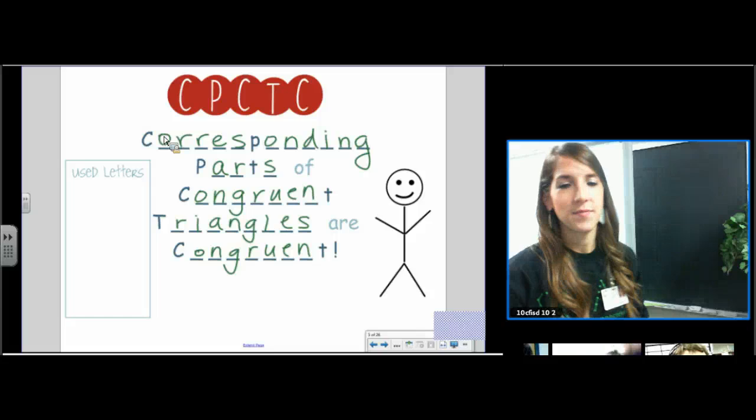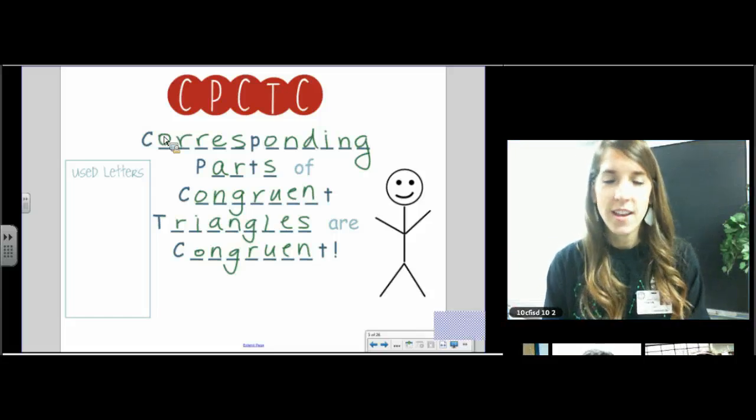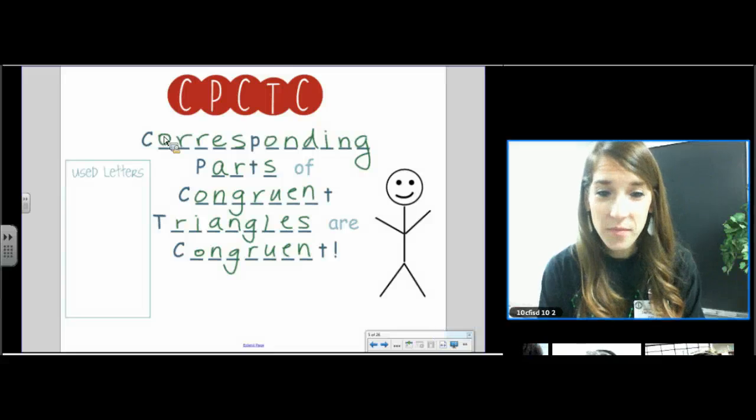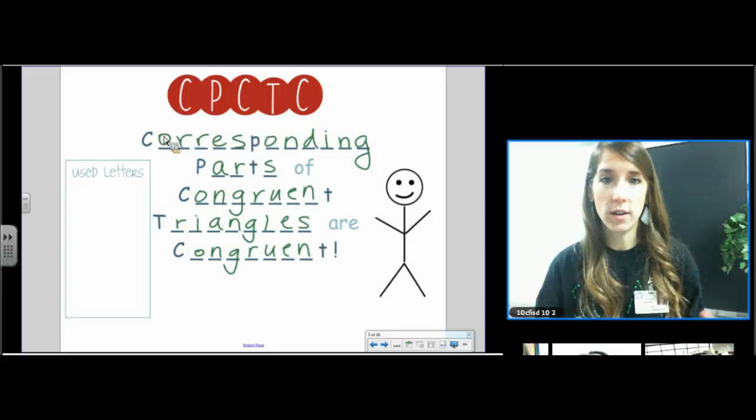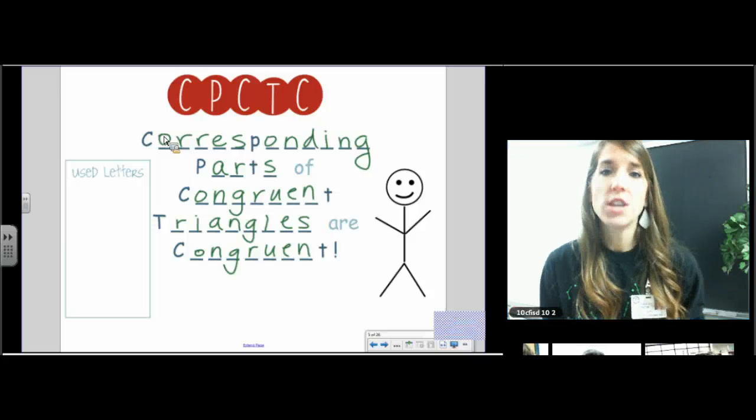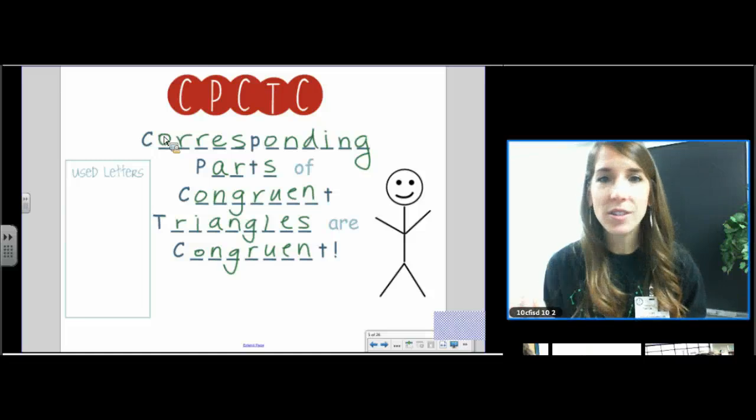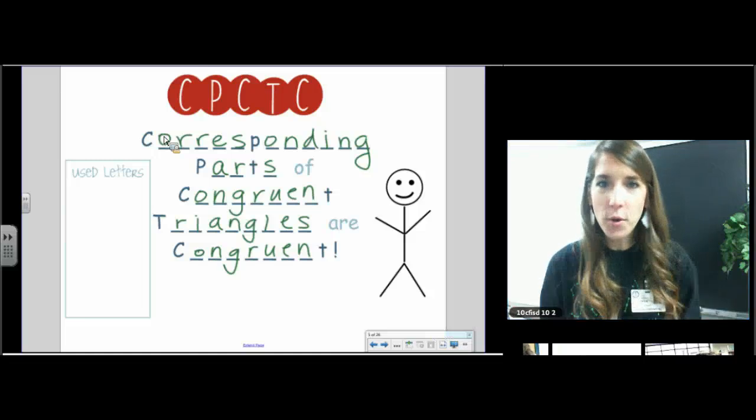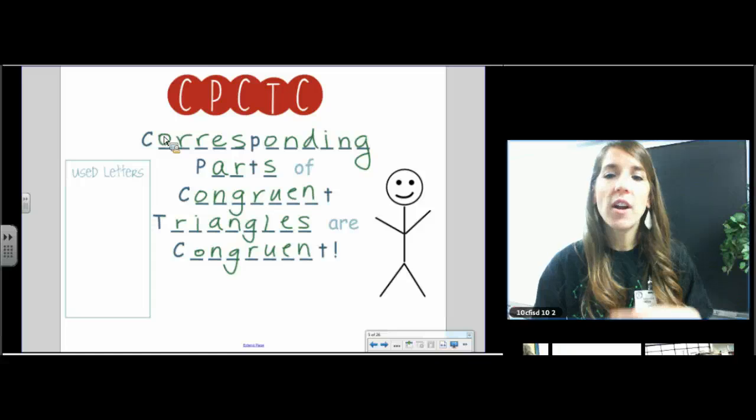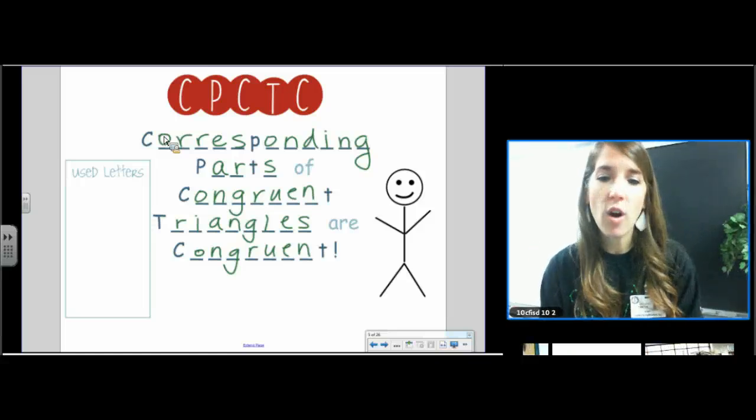Here's what it means. Corresponding parts of congruent triangles are congruent. It pretty much is just saying that if you've done all the work to prove two triangles congruent, and you've proved side, angle, side, well then guess what? Those angles that didn't have markings on them, those are congruent as well. You already know the principle of this, you just didn't know what it was called.